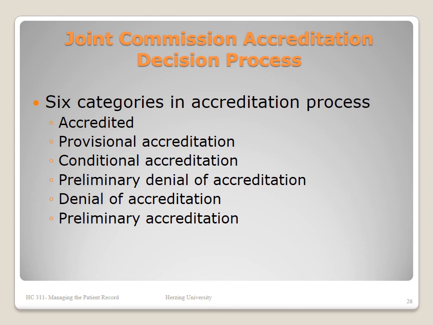This slide lists the 6 categories of Joint Commission accreditation. One of the 6 categories is awarded to a hospital after a survey visit. Any category awarded under accredited, meaning provisional, conditional, preliminary denial, or preliminary accreditation, warrants another survey to review and ensure compliance with all Joint Commission standards.